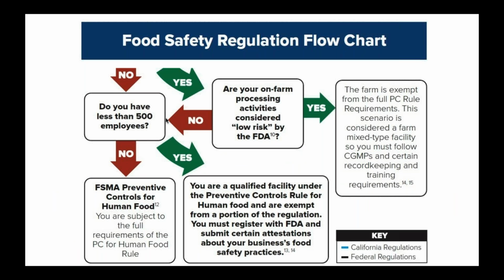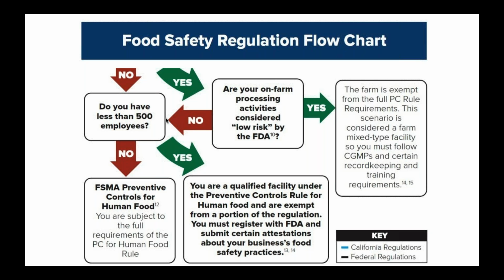Are your on-farm processing activities considered low risk by the FDA? The FDA has identified a list of low-risk food activity combinations. If you're conducting any of these combinations on your farm, you may be exempt from the preventive controls rule in its entirety. I'll go through some examples so you're aware. This is not a very large list of activities. It's very prescriptive what the FDA says you're allowed to do on farm as a low risk activity.